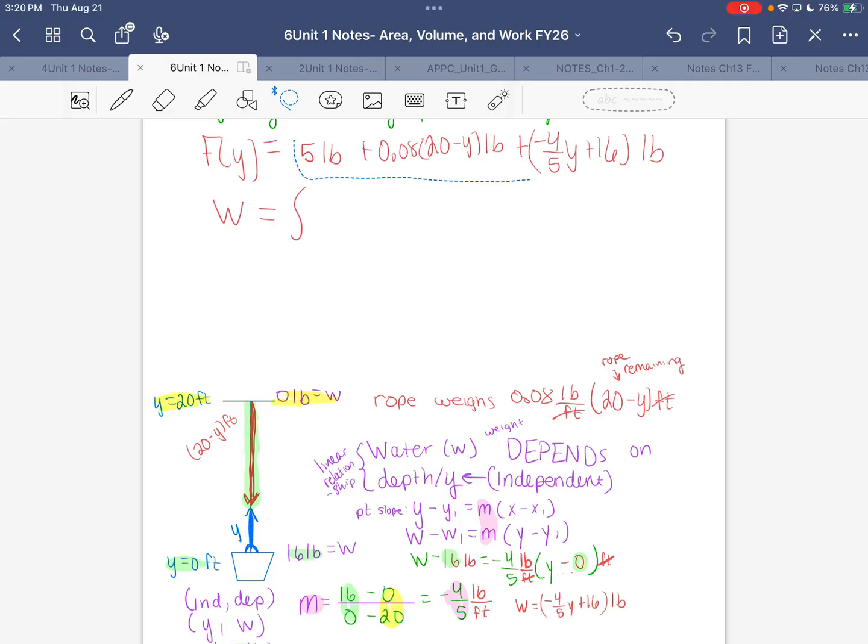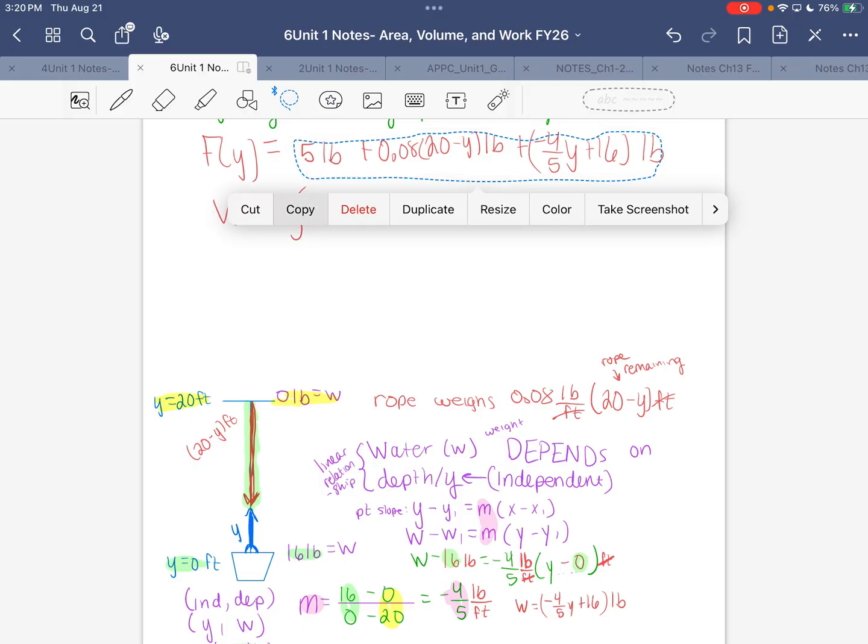So if you have iPad magic, you could just copy and paste that on down. If you don't, sorry for your loss. Don't care.